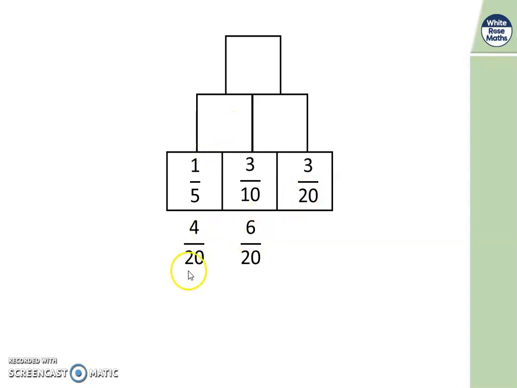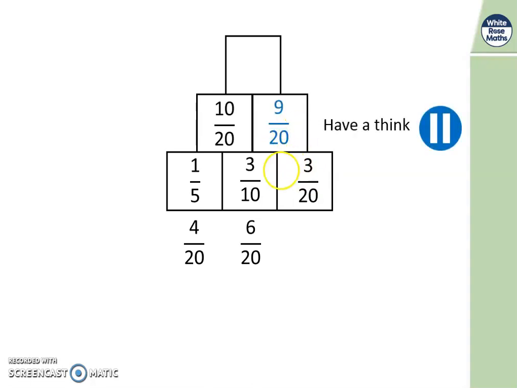To get this one, I need to add these two together. 4 add 6 makes 10, 10/20. This one, remember, this is what we're adding. 6/20 add 3/20 makes, what do you think? 9/20. And to get the top brick up here, we need to do 10 add 9, which makes 19/20.